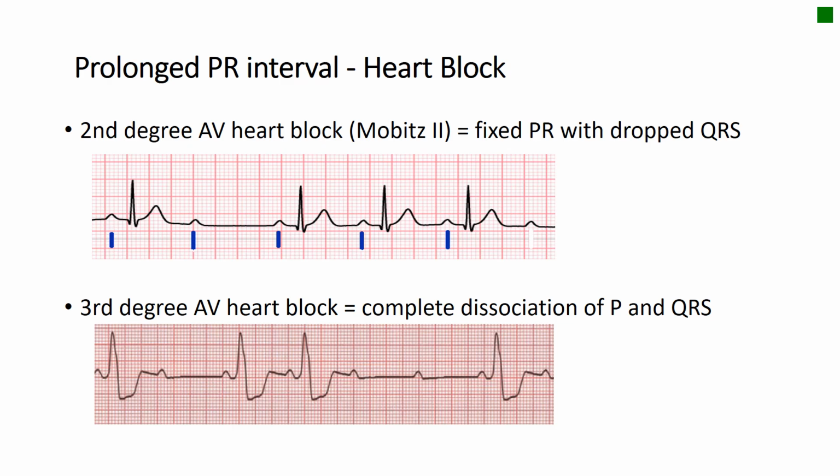Other types of second degree heart block include Mobitz 2. So it's a fixed PR interval. So the P wave comes in at the same time every time, but the QRS complex is sometimes dropped. That's a Mobitz type 2. The third degree heart block is there's no association between the P and the QRS complex. They're completely random, and there's no obvious pattern to when a QRS comes in, and that's complete heart block, and that's worrying, and that patient needs a pacemaker as soon as possible.